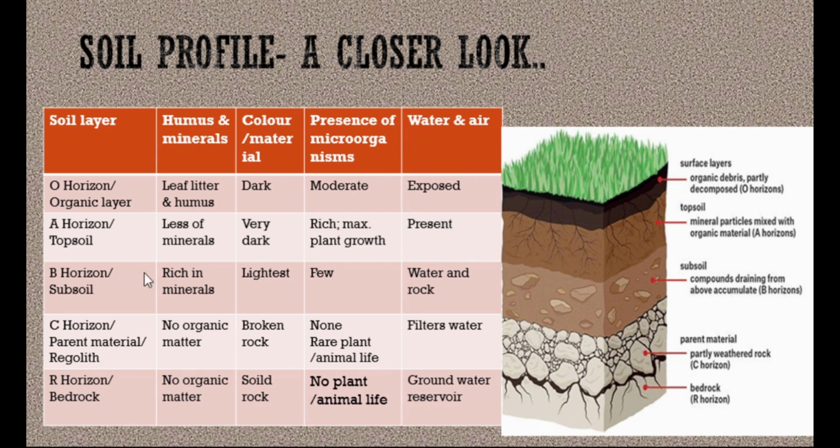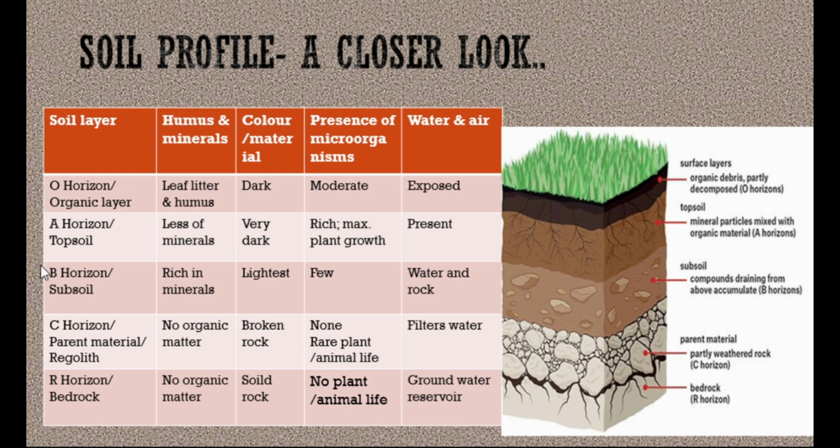Beneath the organic layer comes the topsoil, which is also known by the name A horizon. The A horizon is very rich in organic material, which is got by the decomposition of the organic layer above it, but it has less of minerals or soil particles. The topsoil is very dark and it is very rich in microorganisms and burrowing worms. And because of the presence of the microorganisms and the burrowing worms, water as well as air can penetrate into the topsoil and are present in that layer.